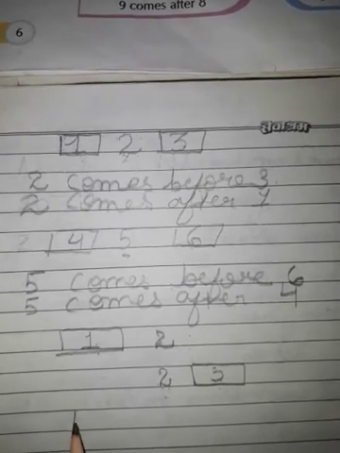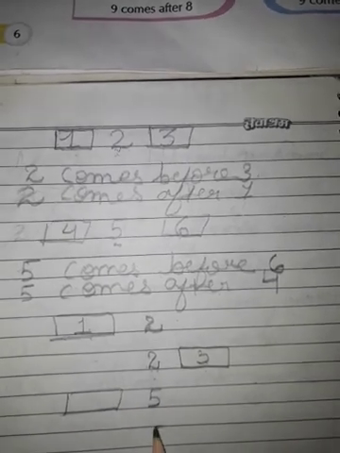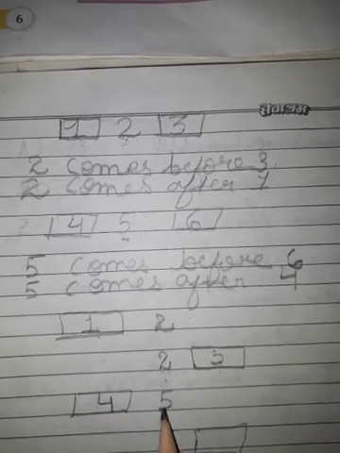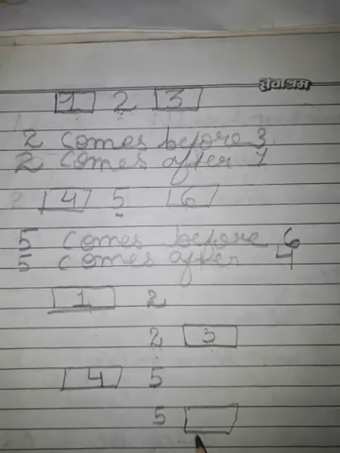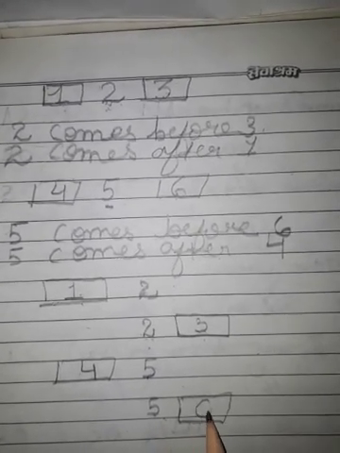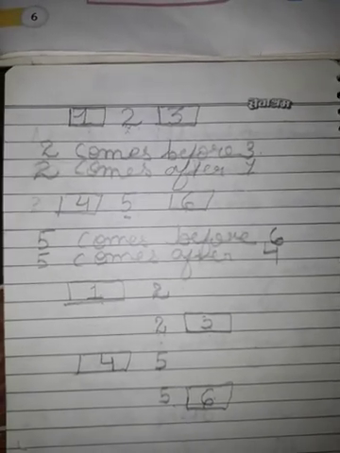And same in 4, 5, 6. If 5 is here and if the box is made before 5, which number comes before 5? 4. 4 comes before 5. And which number comes after 5? 5 and then 6. It's clear to all of you? Good.